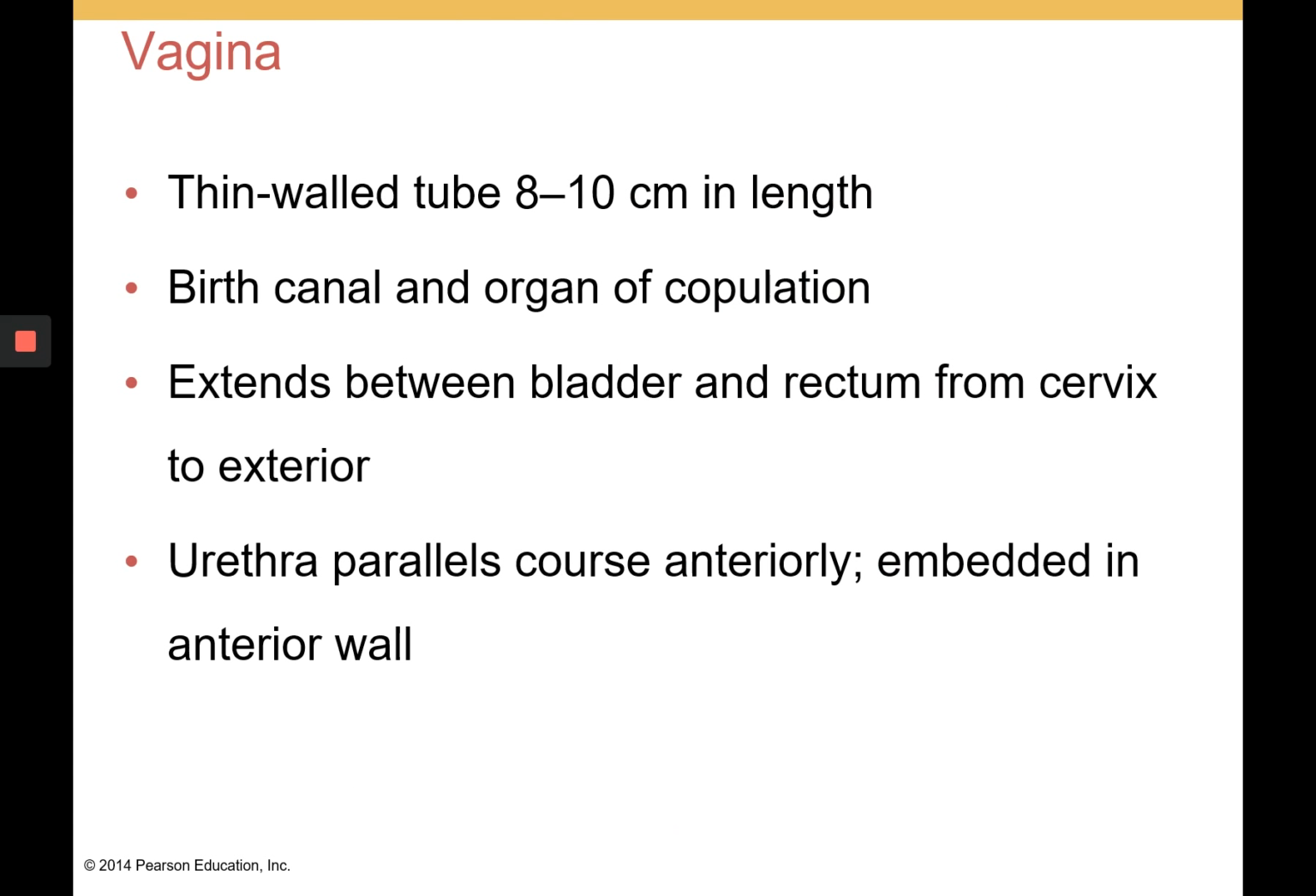We're going to move away from the uterus and now talk about the vagina. The vagina is a thin-walled tube about 8 to 10 centimeters in length. It's the birth canal, it's the organ of copulation for females, and it extends between the bladder and rectum from the cervix to the exterior. So it's located between the bladder and rectum in females. The urethra of females parallels the course of the vagina anteriorly, so it's in front and it's embedded in the anterior wall, the urethra, not the vagina.